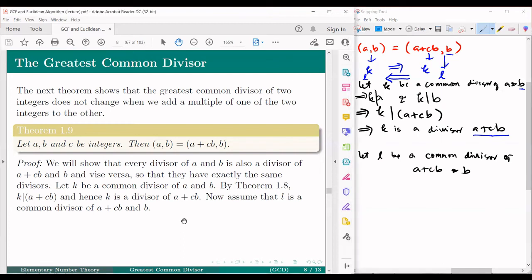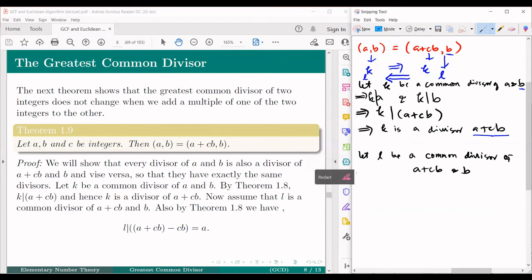So we will use again theorem 1.8. For theorem 1.8, this will happen. In this case, because we know that L is a common divisor of A plus CB and B, we can say that L divides A plus CB, and L divides B. Follow? Hence, we can say that L divides A plus CB and L divides B.